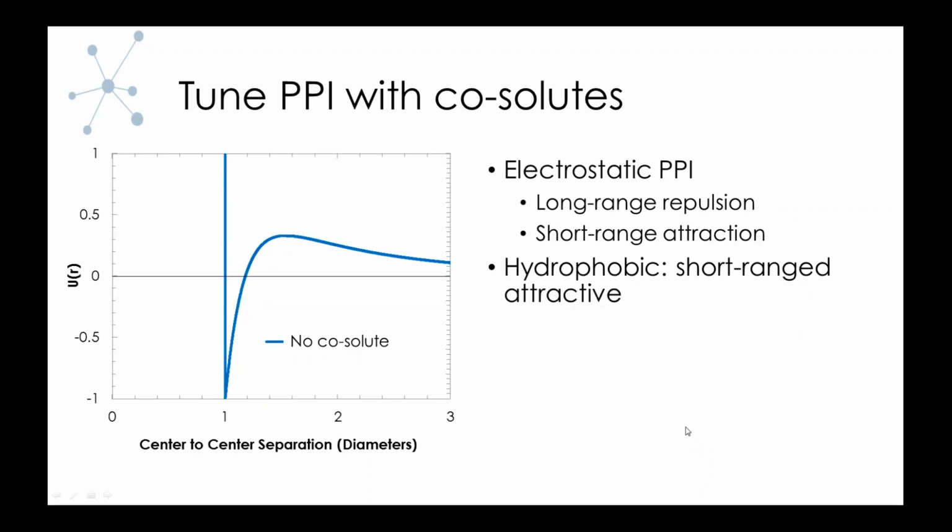So one of our goals is to be able to tune these interactions. You can take a highly attractive antibody that's very viscous and just add a small molecule co-solute to adjust these interactions to make the protein solution much less viscous. In order to do this, you first need to understand the basics of these protein interactions.